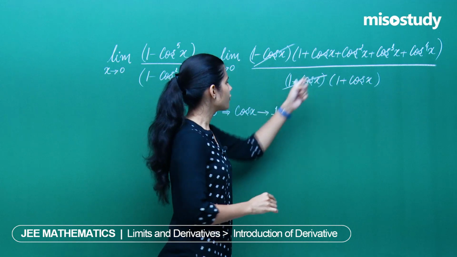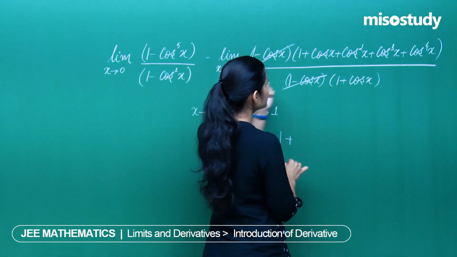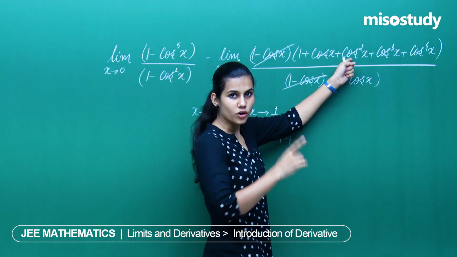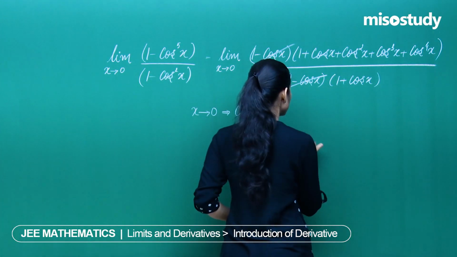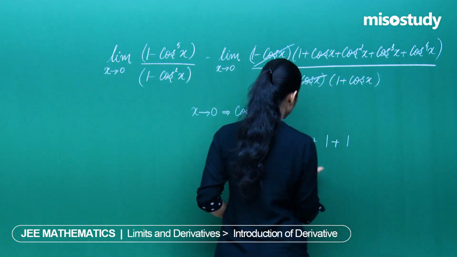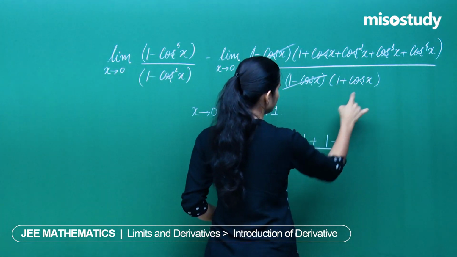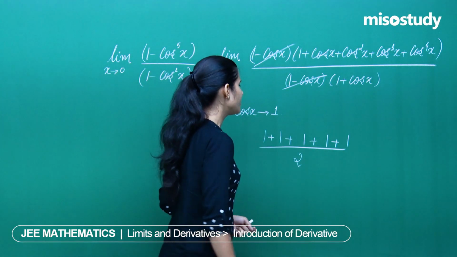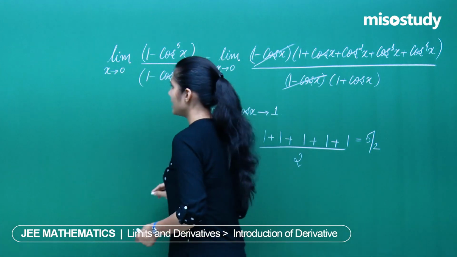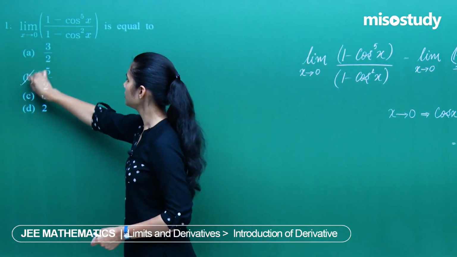Limit x tends to 0 of cos x is 1. Limit x tends to 0 of cos x whole square is limit x tends to 0 of cos x then whole square, which is 1 square, which is 1. This is 1 cube, which is 1. This is 1 to the power 4, which is 1, whole upon 1 plus 1, that is 2. So, you basically get 5 by 2 as your very limit.